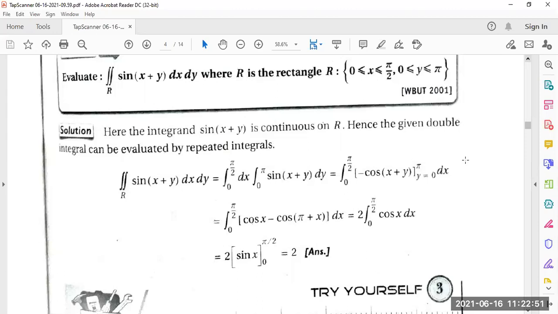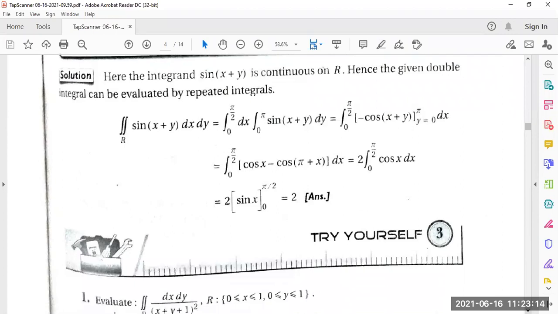So here at first we are taking the integration for x dx. Generally, we take first the one which is given rightmost. Here dy is the rightmost, so we are first taking the integration with respect to dy. Is it clear right now? Yes, sir. It's clear.